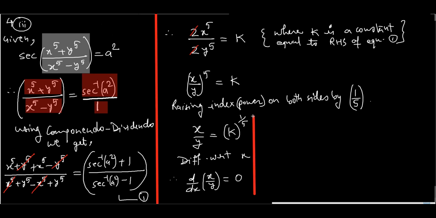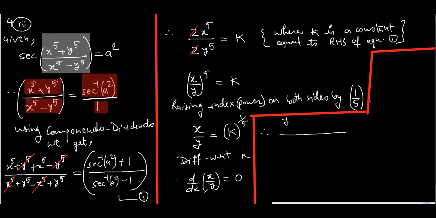So the next step, now you write therefore, now here apply division rule. You have y into derivative of x, which is 1, minus x into derivative of y, which is dy by dx, upon y square equals 0. Now this y square multiplies here, so you have y minus x dy by dx equals 0.